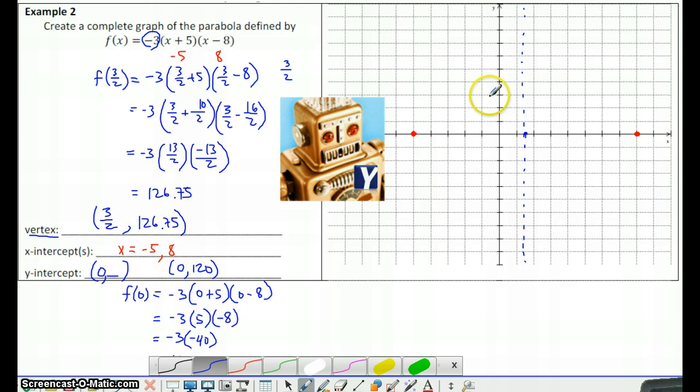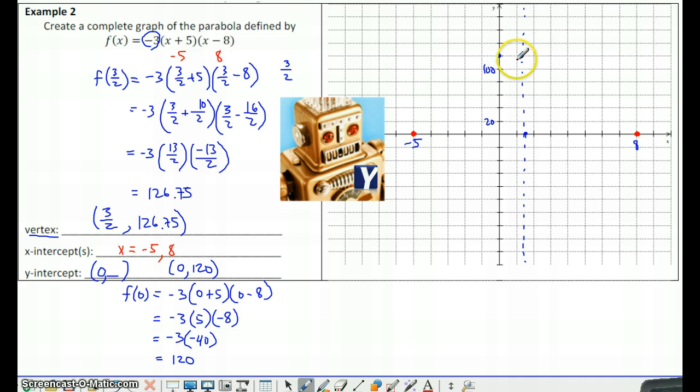I know my y values are going to be too large for this graph unless I change the scale of the y-axis. So instead of each one being 1, like this one being -5 and 8, I can change the scale to maybe each one of these being 20. So it would be 20, 40, 60, 80, 100 would be here, and then I could easily fit 120 and 126. So if this is 100, 120 would be here, and there's my y-intercept.